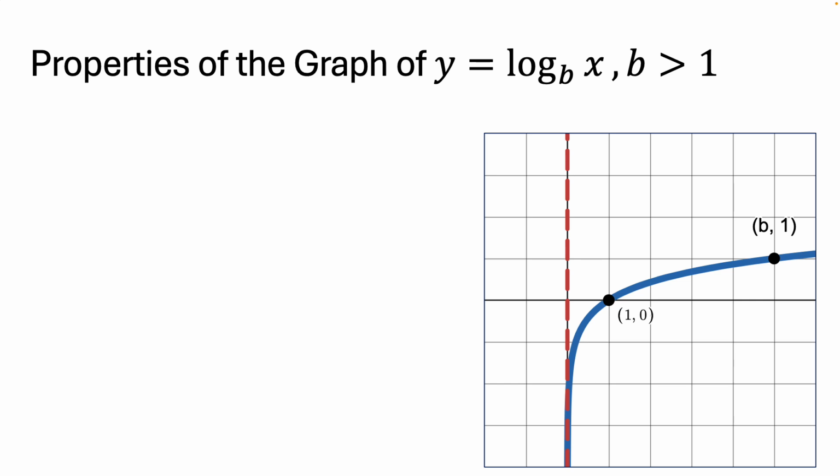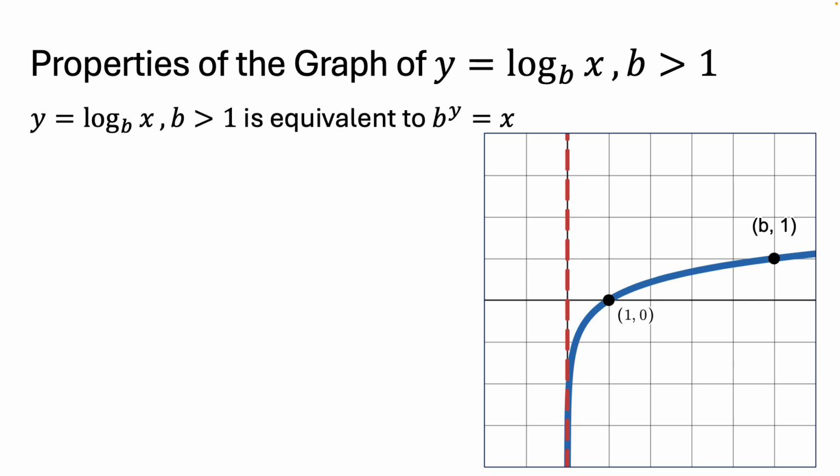properties of the graph of the function y equals log base b of x, where b is any real number greater than 1. Remember that y equals log base b of x is equivalent to b to the y is equal to x. So if you have trouble figuring out the logarithmic values, just convert it to exponential form. Okay, let's go over the key properties of the graph.